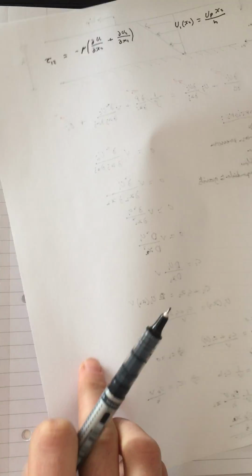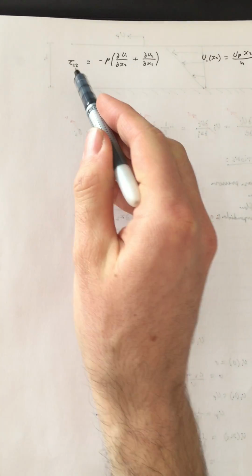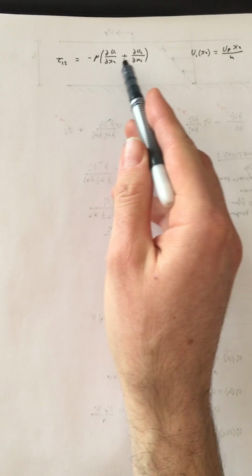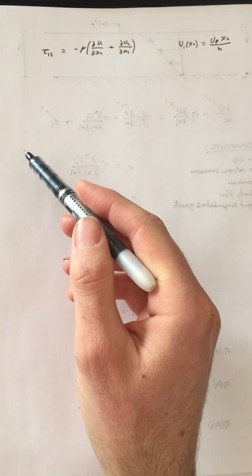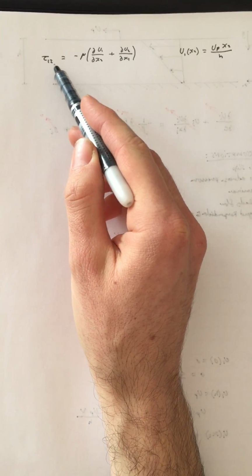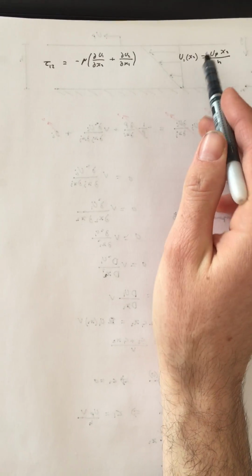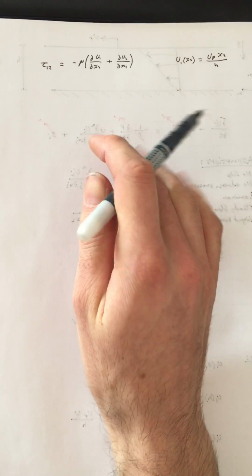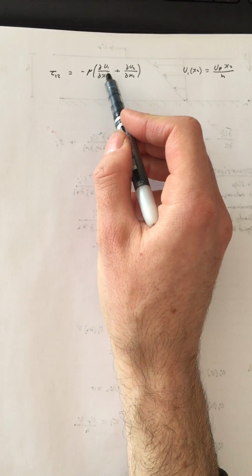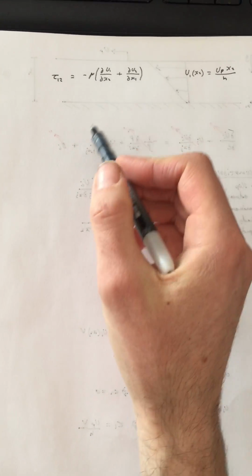So I wrote here the shear stress equation for a two-dimensional flow, which in our case is two-dimensional for the Couette flow. Now I've also written down here the velocity profile we found. So this here requires the partial derivatives of the velocity profile.